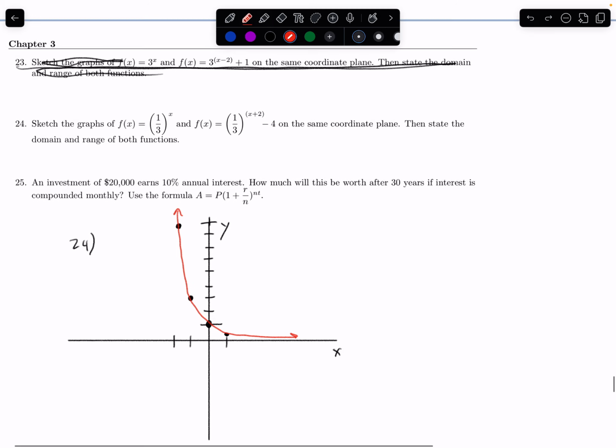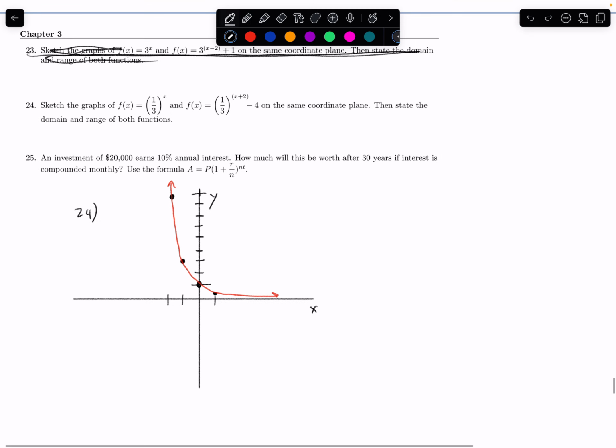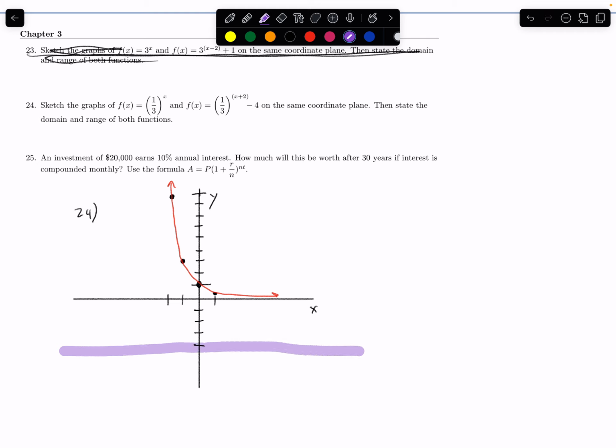So to start, what I'm going to do this time is graph that horizontal asymptote, the new one. 1, 2, 3, 4. It's 4 down. It used to be at 0, so now it's going to be at -4 right there. That's the horizontal asymptote. And then let's shift all our points.